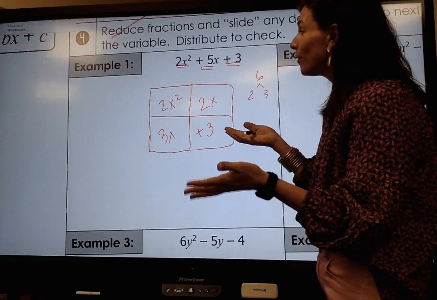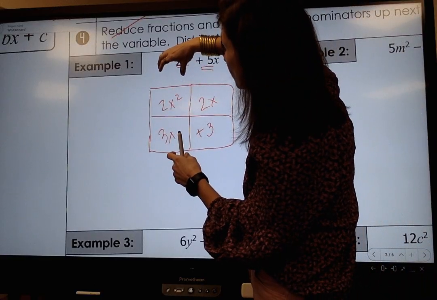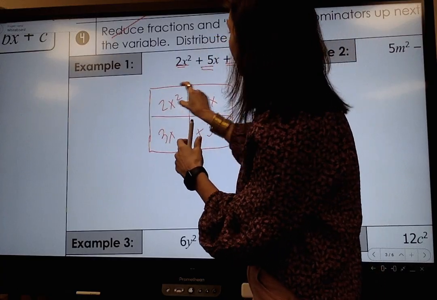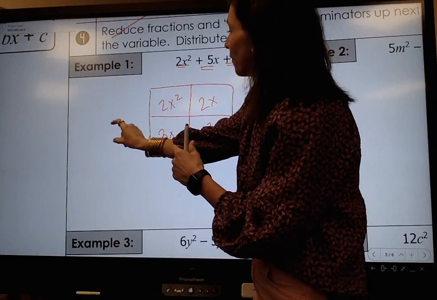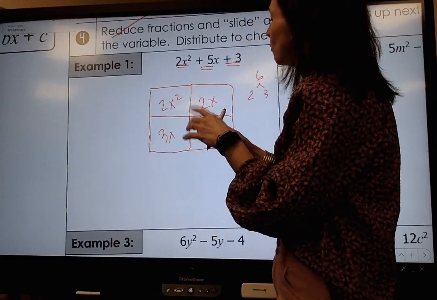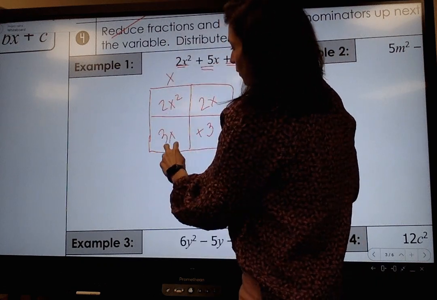So now what we're going to do is we're just going to take the greatest common factor of this column, the greatest common factor of this column, the GCF of this column, and the GCF of this column. That's it. And then we can check our answer because it's already in the box. So watch what I mean. So if I take the GCF here, these both have an x in them.